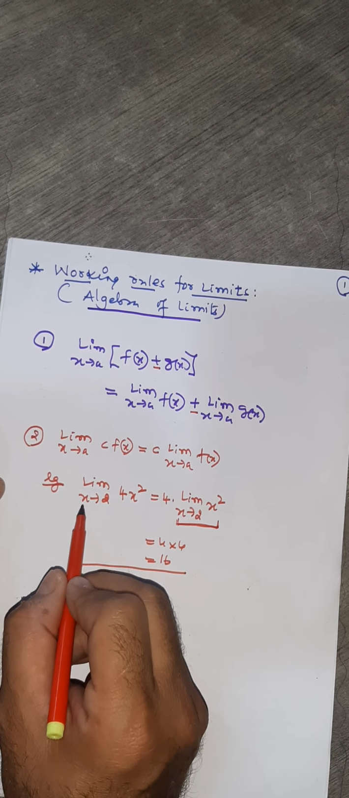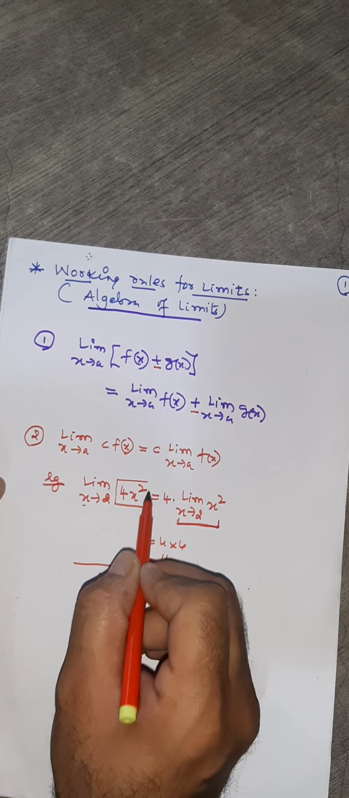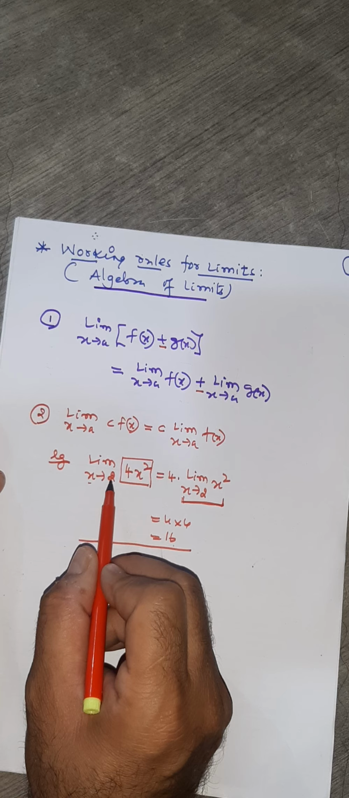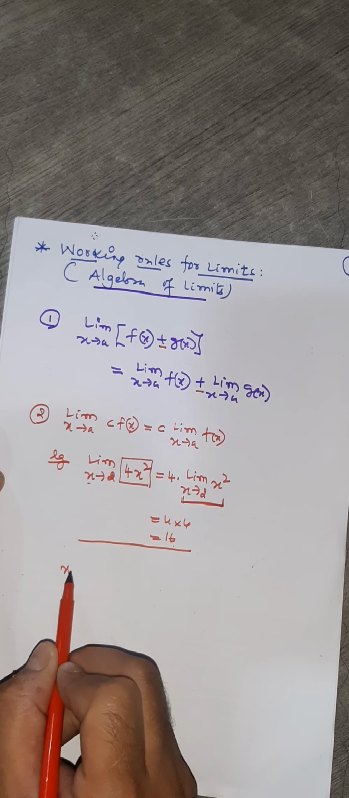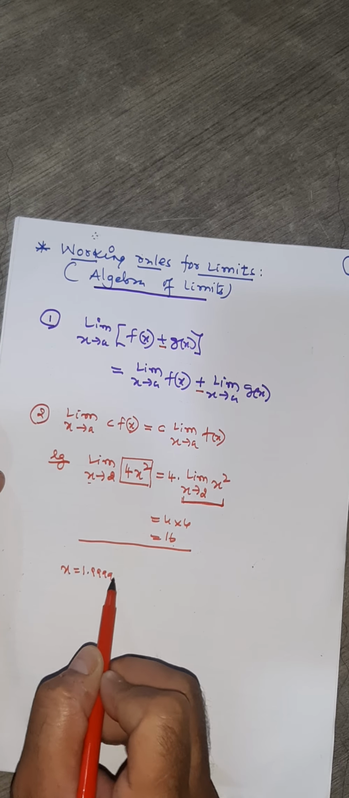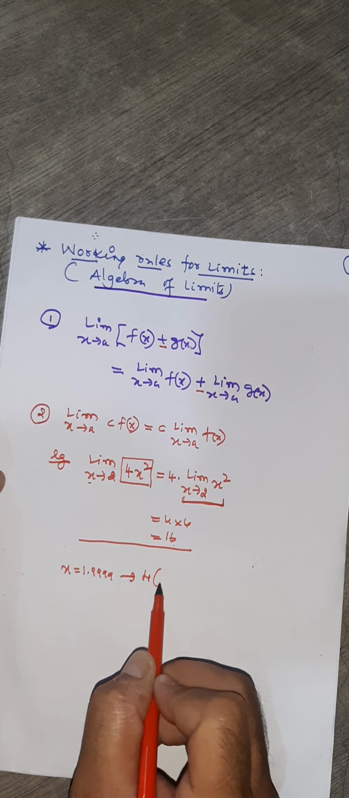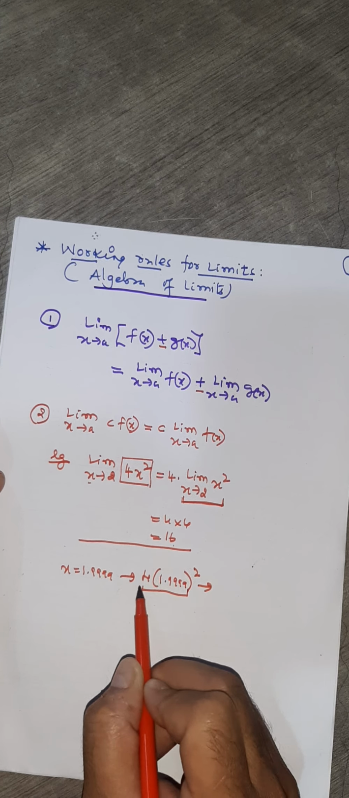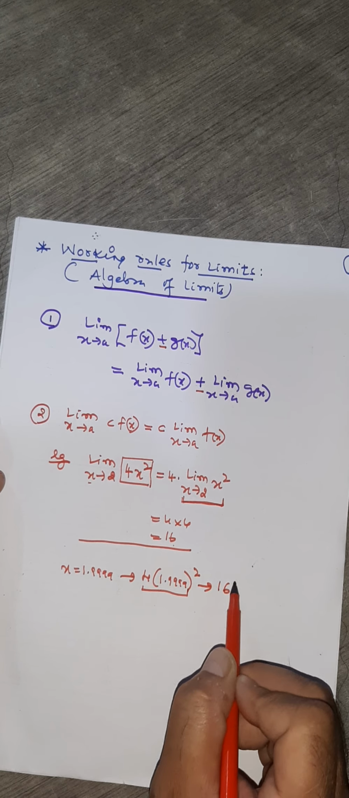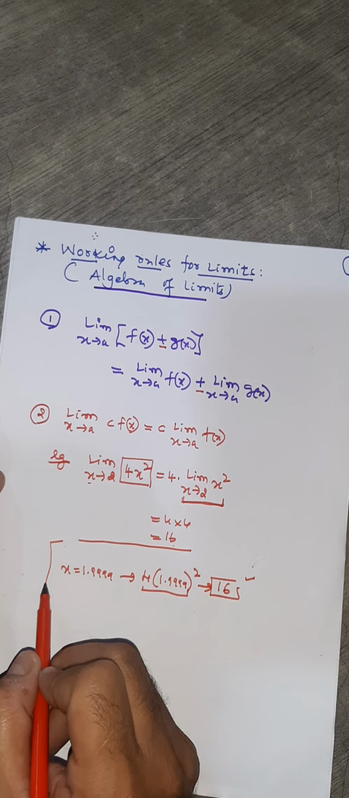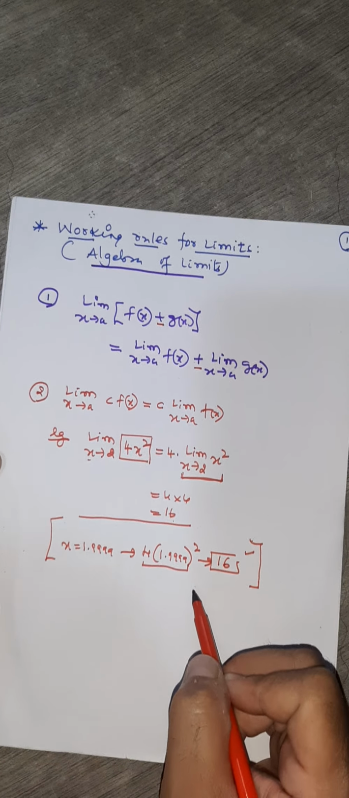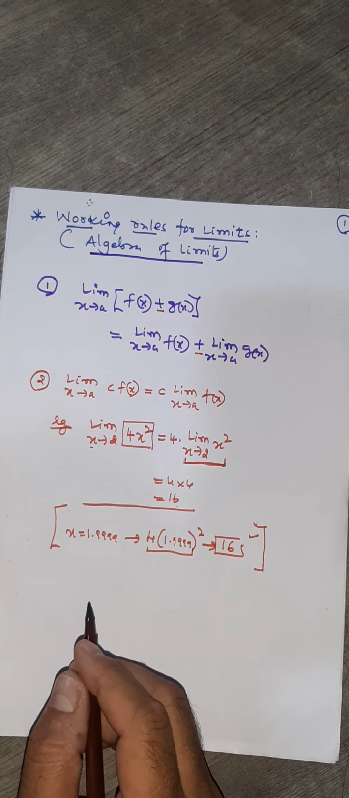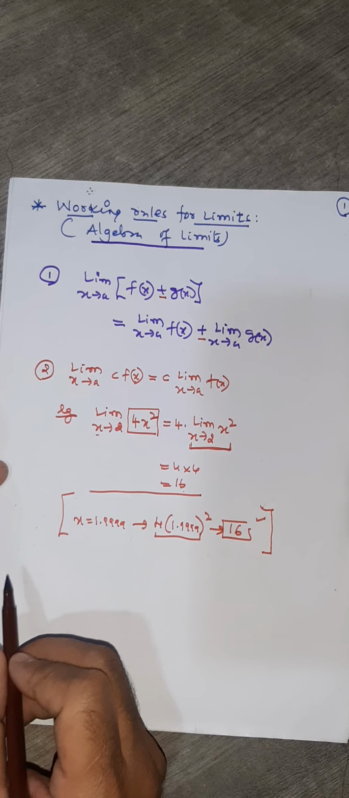What's the meaning of this? Whenever x is very close to 2, then this function is very close to 16. You can try it by calculator. Take a number very close to 2. Suppose I have taken 1.999. Now put this value here: 4 into 1.9999 whole square. Use the calculator. You will notice that the answer will be very close to 16. This is just me relating it with the definition. You don't have to do this every time in sums, but this is just the beginning, that's why I'm telling you.